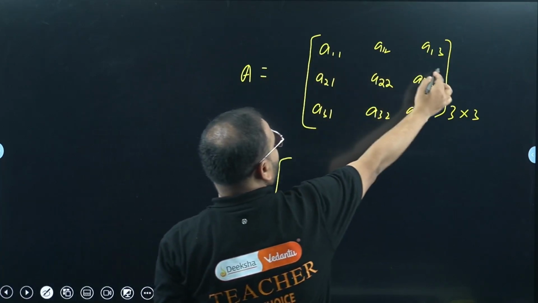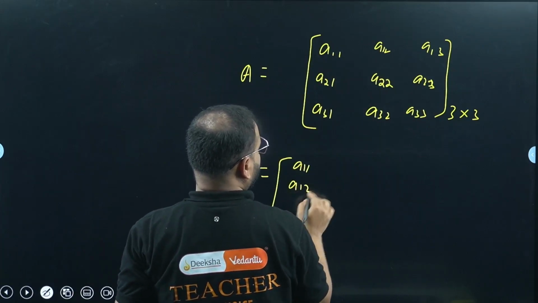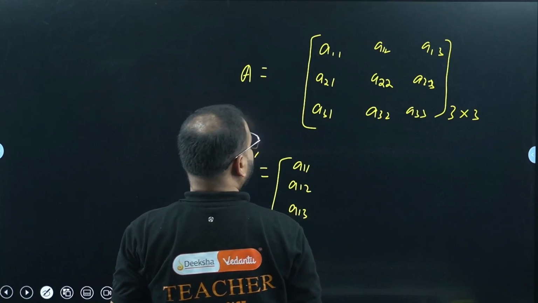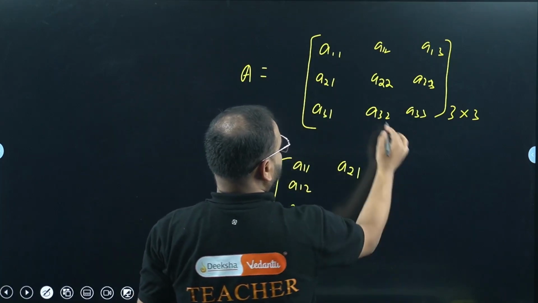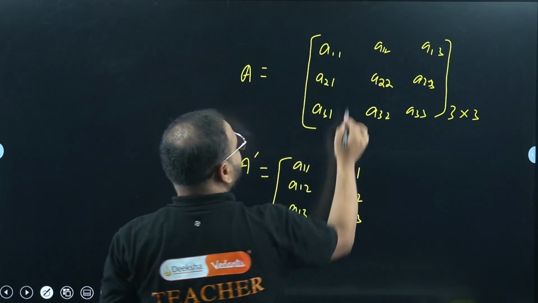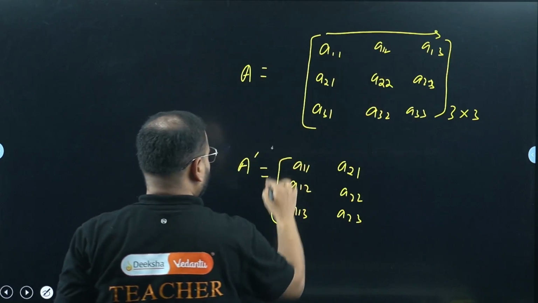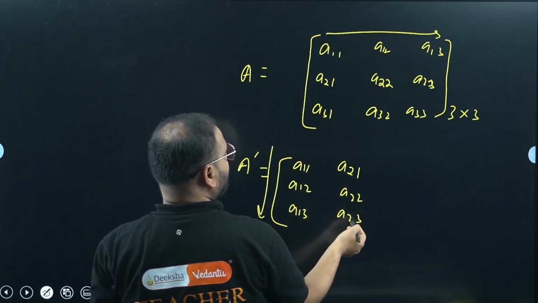So the row will become column. So I'll write it as A11, A12 and A13. What about this? Again same thing: A21, A22, A23, correct? The rows are becoming what? Columns, no? So A11, A12, A13, A21, A22, A23.